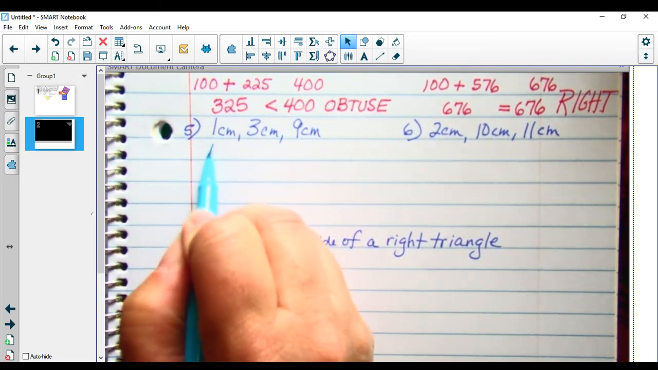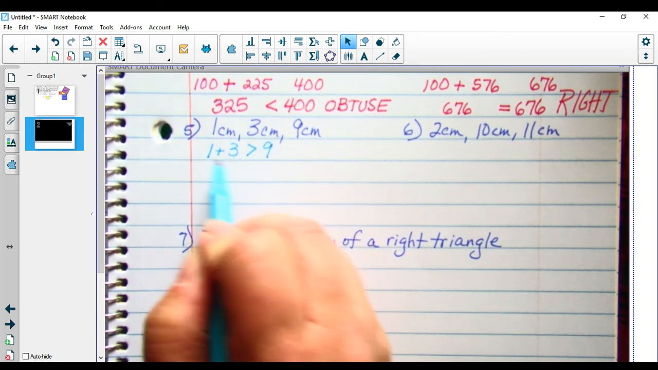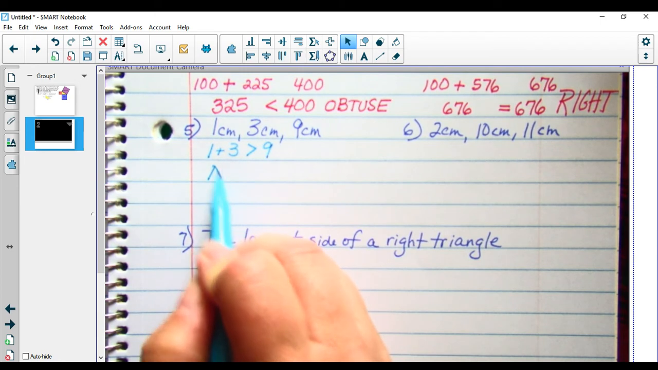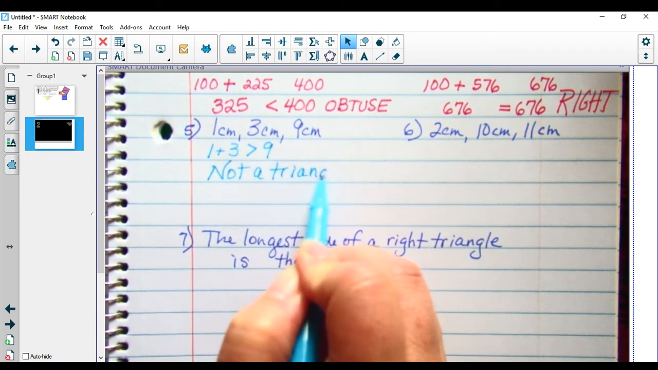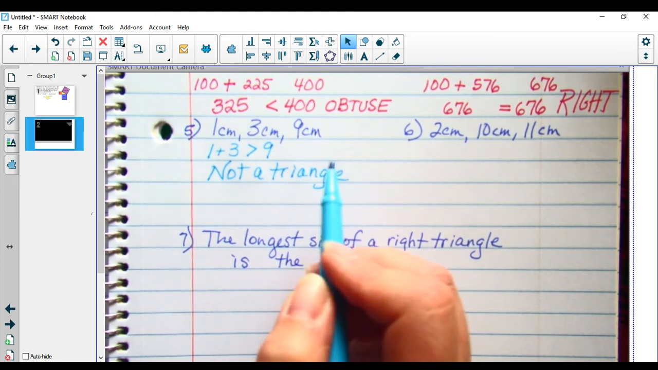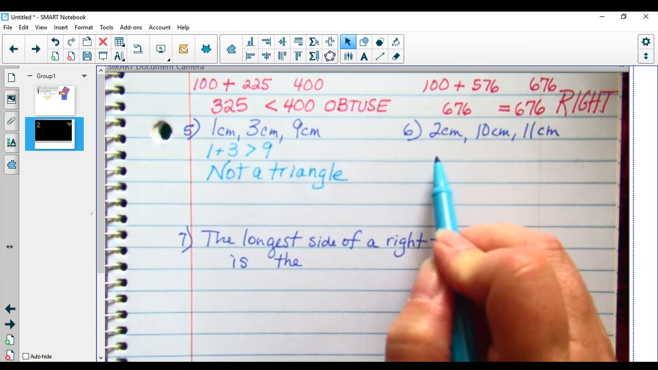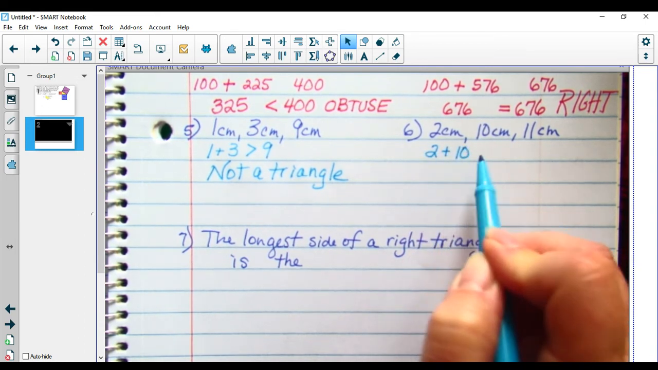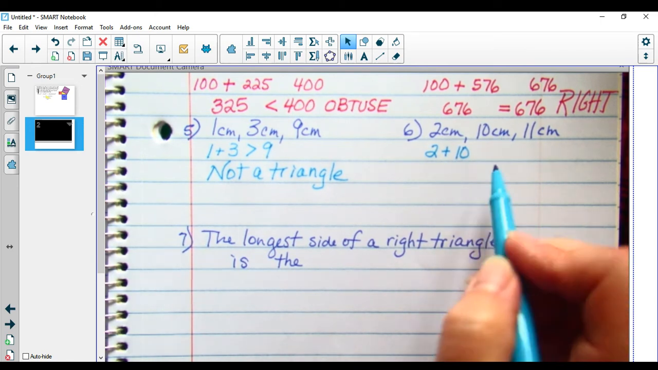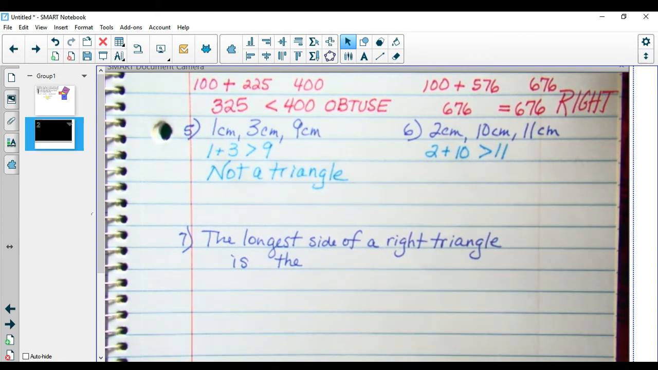Take the two smallest sides, add them together. Are they greater than the largest side? No, that's not a triangle. We're done. Next one, smallest side plus the next smallest side is 12. 12 is greater than 11.